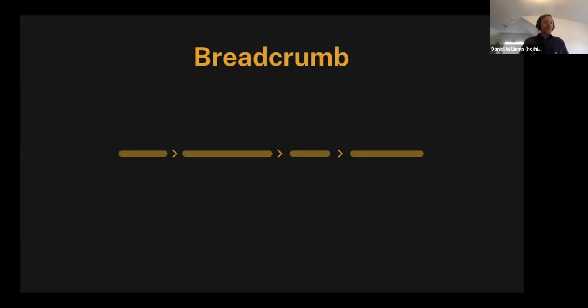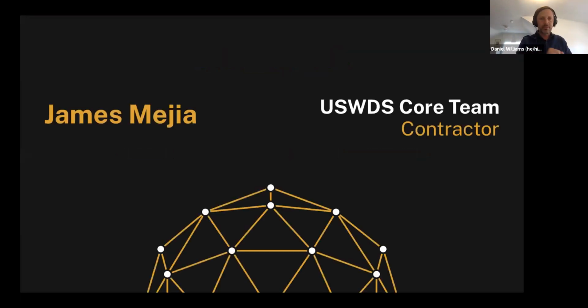Next, I'd like to introduce some of the new components in USWDS 2.8.0, starting with Breadcrumb. A way to provide secondary navigation to help users understand where they are on a website. And for this, I'd like to introduce James Mejia, a contractor on the USWDS core team. James will show you a bit about how the breadcrumb works, how you can best use it in your projects, and how you can use the breadcrumb to improve SEO with richer search results. James.